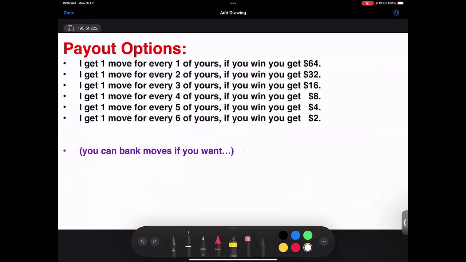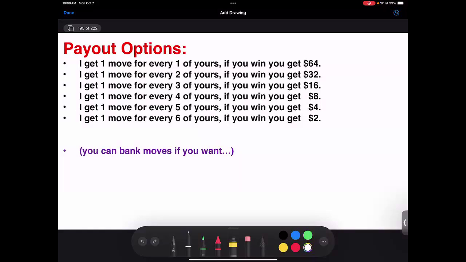I assume you guys want to play for high stakes, where if you win, you get free tuition and admittance, and if you lose, you have no consequences. If you don't want to play for those high stakes, we can play for these other ones. For every move I make, if you get one move and you win, I'll give you $64. If every move I do, you get 2 moves, I'll give you $32. If every move I do, you get 3 moves, you can get $16, and so on and so on. So the more moves you get without my being able to move, the less you can win.